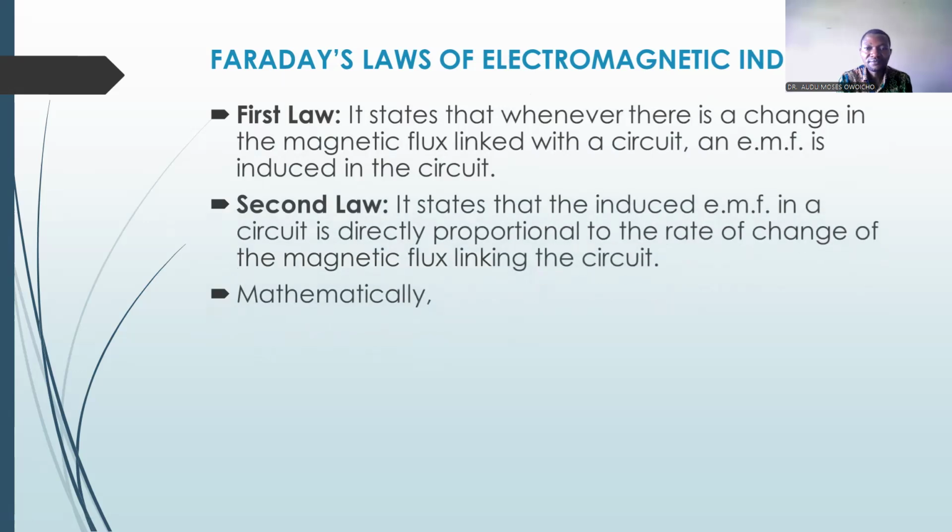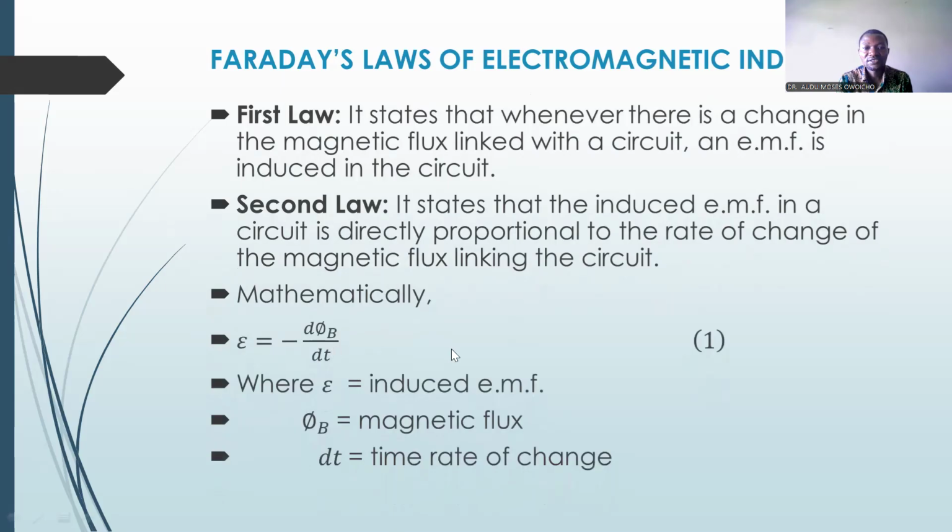Let's look at the second one. Faraday's second law of electromagnetic induction states that the induced e.m.f. in the circuit is directly proportional to the rate of change of the magnetic flux linking the circuit. Mathematically, Faraday's law is expressed as equation 1, that the induced e.m.f. is equal to the rate of change of the magnetic flux. The negative sign here shows the direction of the induced e.m.f., like we just observed.